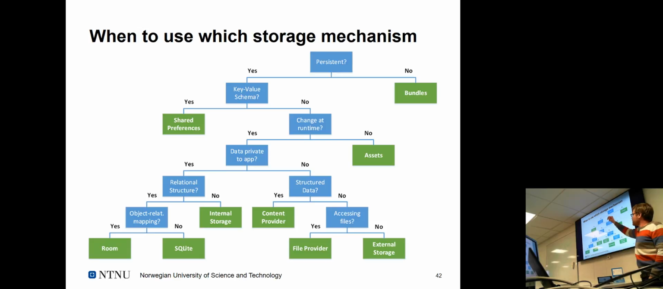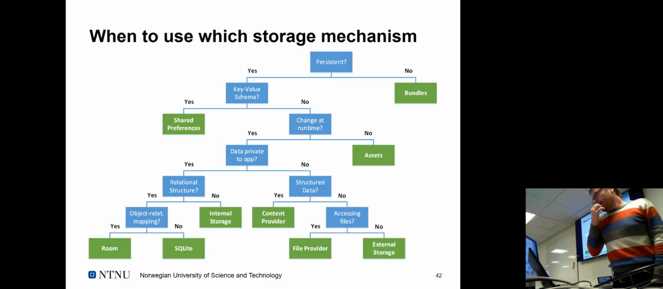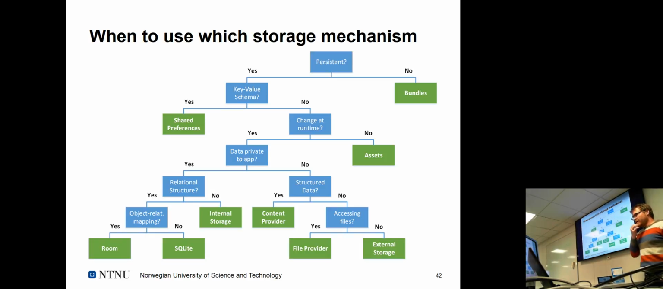If you require change at runtime, then, or if you don't require change at runtime, you can use assets in your application development as well. If the data is private to the app and has a relational structure, you end up down in this lower left area where you can choose between SQLite, or if you want object relational mapping, go for Room. If you don't need a relational structure but want to keep the data private to the app, use internal storage.